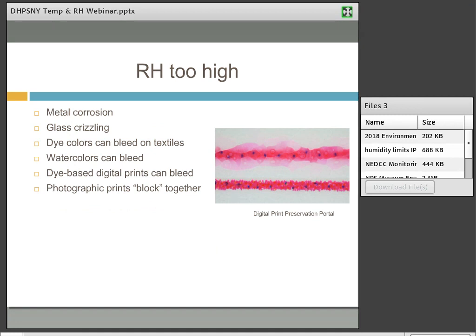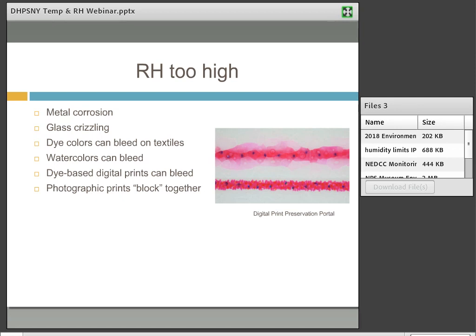Some negative effects that can occur when RH is consistently too high for an object or a type of material include metal corrosion, glass grizzling, bleeding dyes on textiles, bleeding watercolors. Dye-based digital prints can bleed in high humidity. You can see an example of that in this photo here of the pink line. It looks almost like it's been exposed directly to moisture or to water, but that's actually just high humidity.